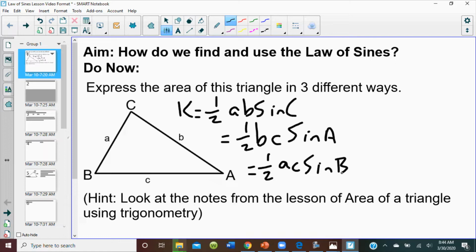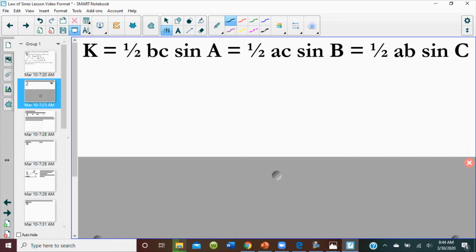So let's take a look now. Let's set them all equal to each other. K equals 1/2 BC sine A, equals 1/2 AC sine B, equals 1/2 AB sine C. They're all equal because it's the same triangle and they should have the same area. So now I'll pose a question here. We notice that there's something they all have in common. If you figure it out, they all have a half. So let's take care of that. And they also have some letters in common too. Two of them have A's, two of them have B's, and two of them have C's.